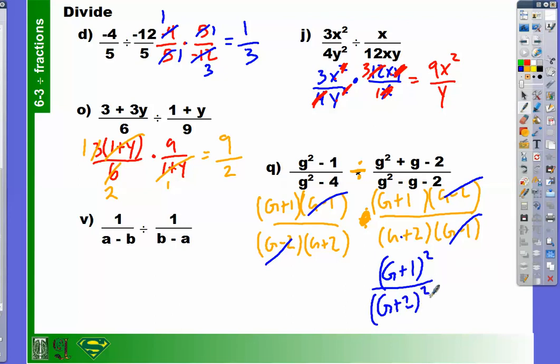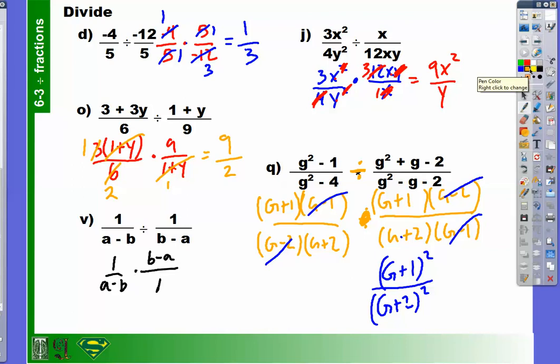Now the last problem looks fairly simple, and it is, but there is a bit of a trick. So here is the trick. We're again going to multiply by the reciprocal. So we're multiplying by b minus a over 1, and we have 1 over a minus b. Now, we don't have anything that we can cancel out because these two terms are opposites. Wouldn't it be nice if the a were positive and the b were negative?